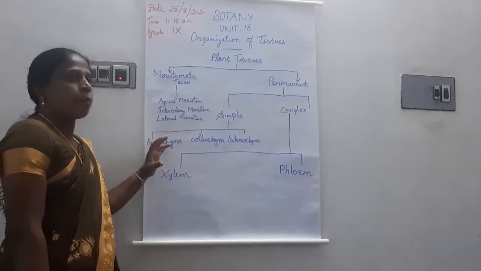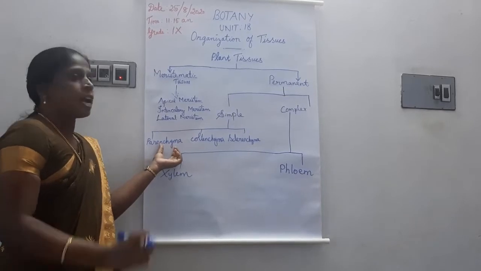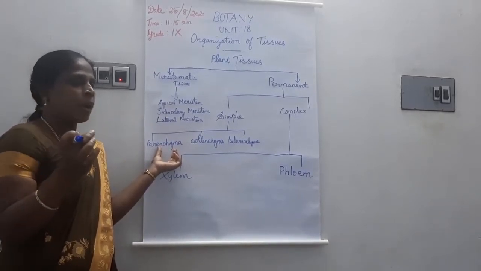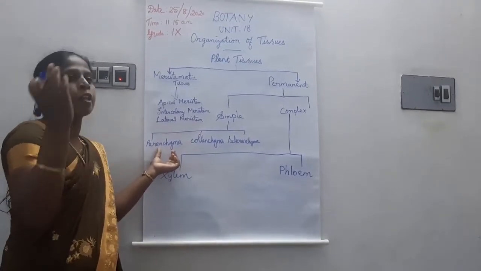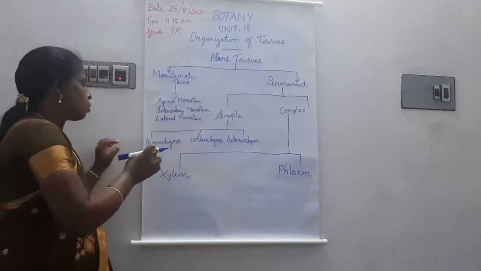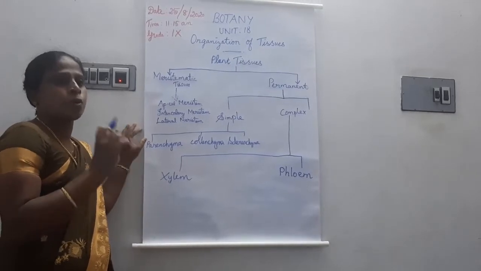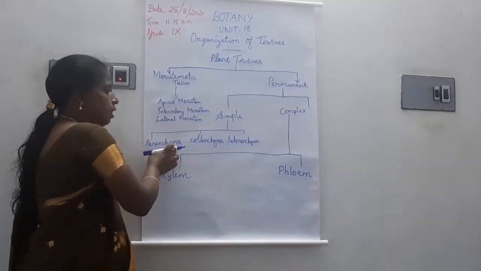In the aquatic plants, the parenchyma tissues consist of many air spaces, so it is called aerenchyma. And the parenchyma tissues, when exposed to sunlight, can develop chloroplast. That type of parenchyma tissue we call chlorenchyma. So the parenchyma tissue is a living tissue.